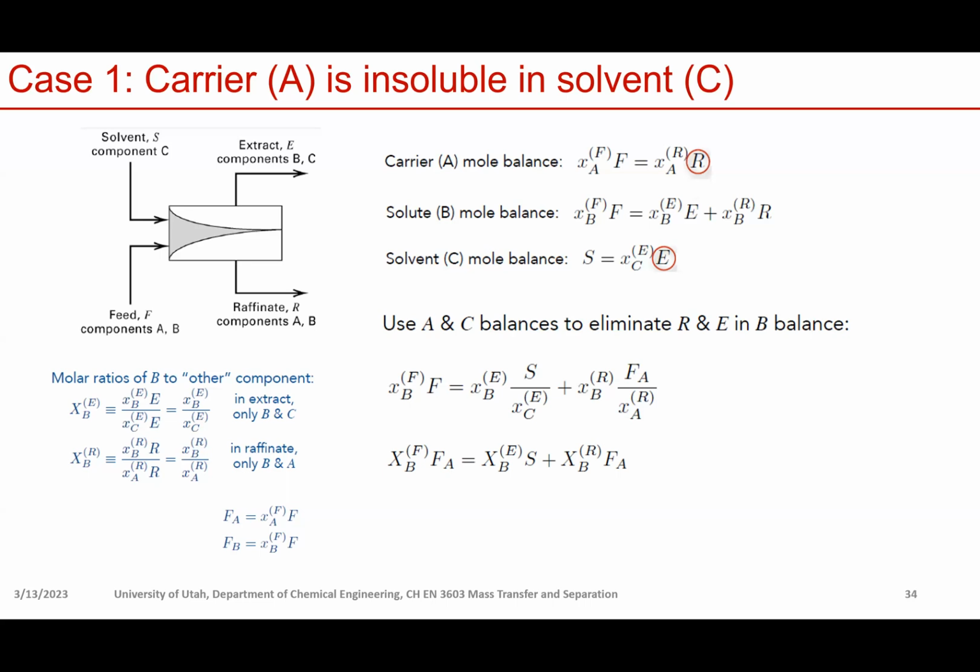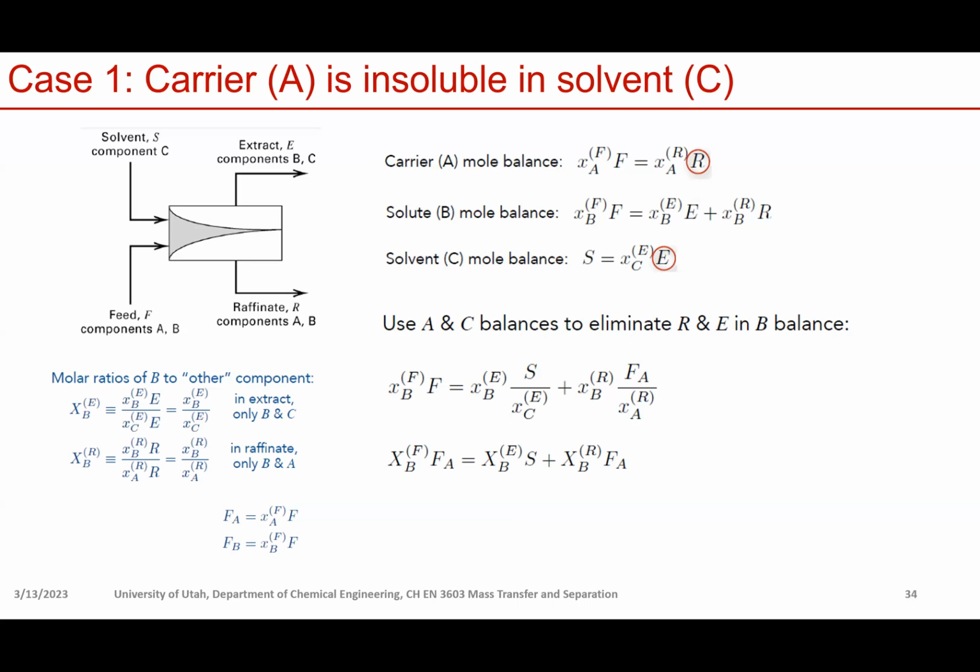And if we define capital B for any string, right? Let's do this. In the feed string, we have components A and B. In the extract string, we have components B and C. In the raffinate, we have components A and B. If you look at these three streams, in each of them we have component B plus another component, so we can define capital B.